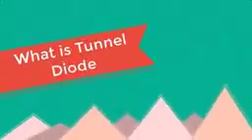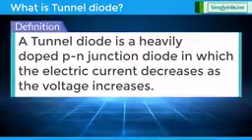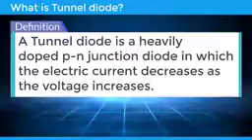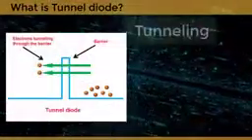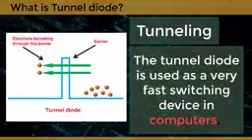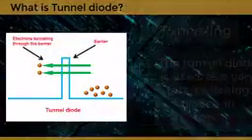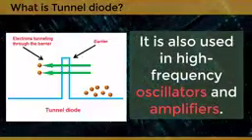What is tunnel diode? A tunnel diode is a heavily doped p-n junction diode in which the electric current decreases as the voltage increases. In tunnel diode, electric current is caused by tunneling. The tunnel diode is used as a very fast switching device in computers. It is also used in high-frequency oscillators and amplifiers.